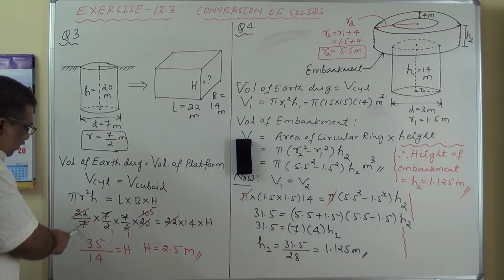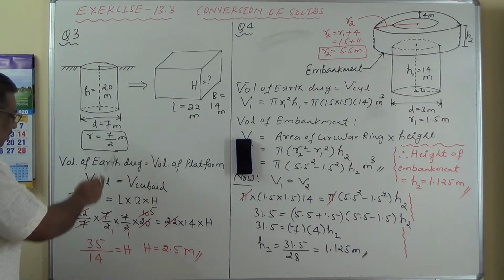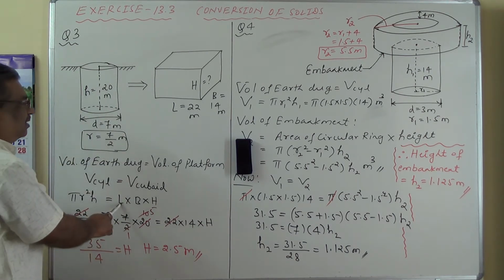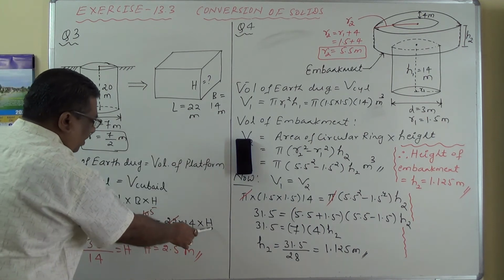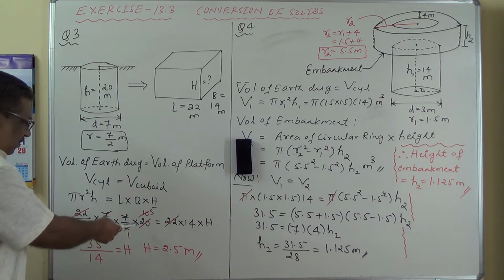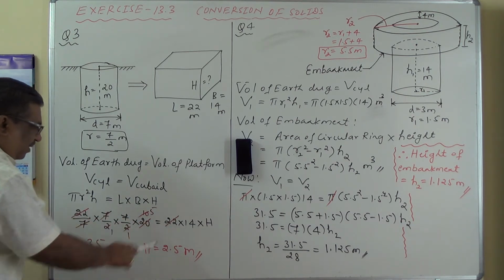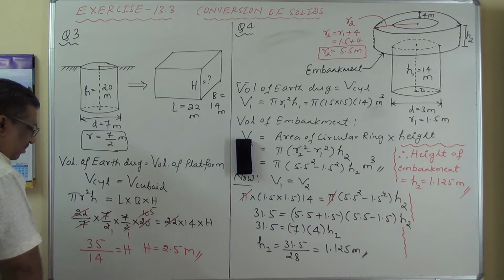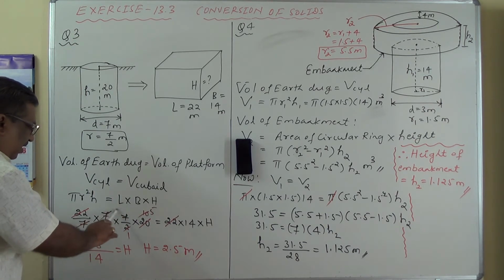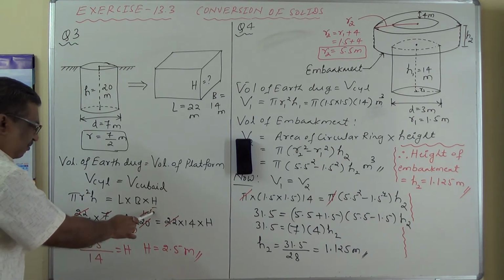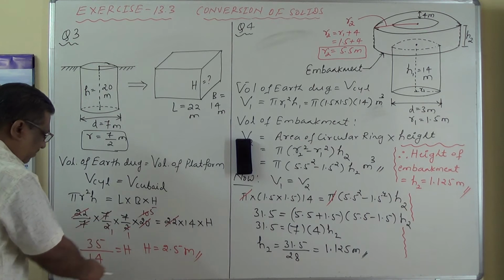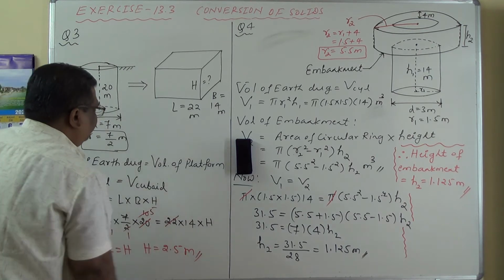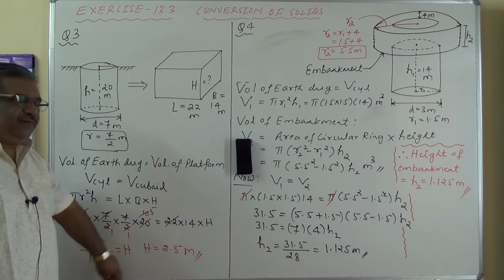Put the values. 22 by 7 into r is 7 by 2, 7 by 2 into 7 by 2 into height. Height is 20 meter equals L is 22 meter into breadth is 14 meter into height, and this height we need to find out. So if you look at this, 22 and 22 cancel, 7 and 7 cancel, 2 ones are 2, 2 fives are 10. So remaining out of this here is 7 into 5, which is 35, and take this 14 below, so that you will get the H. H is equal to 35 by 14, which is 2.5 meter. So is it clear? So height of the platform is 2.5 meter. Please make a note of this.